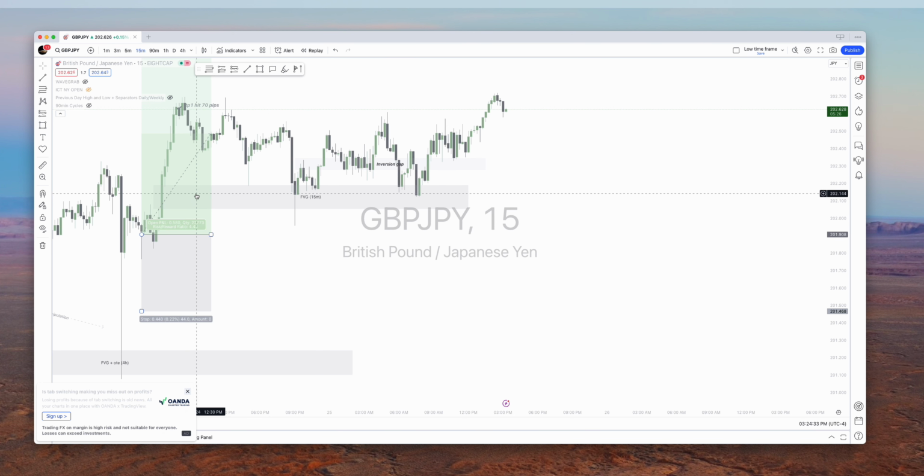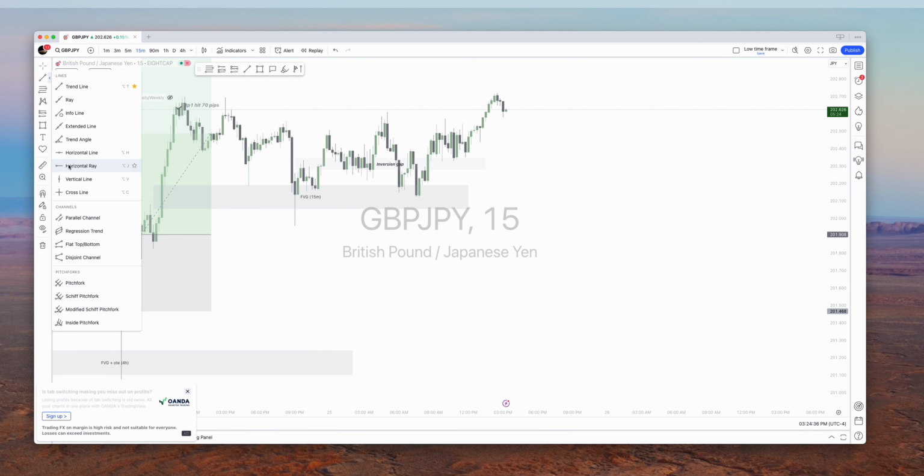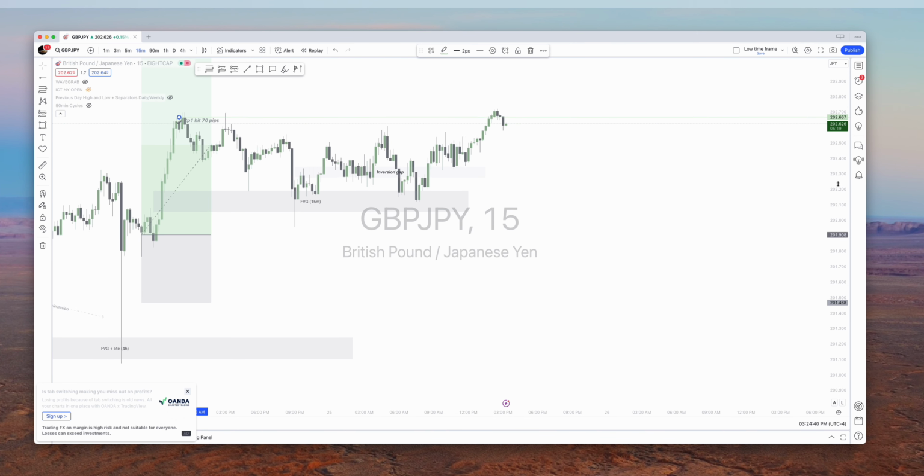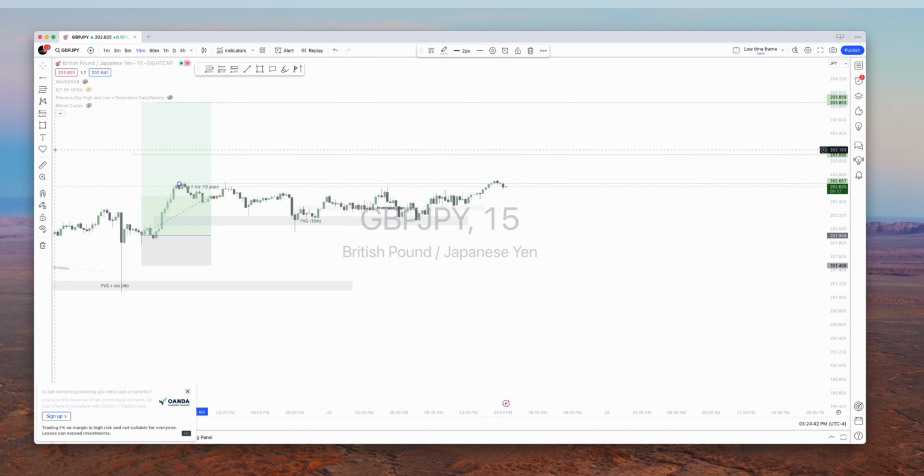And there you go. We hit it, and then we hit that old high that we were looking for. So that's another trade you could have taken. Quick, easy 50 pips that you could have grabbed.